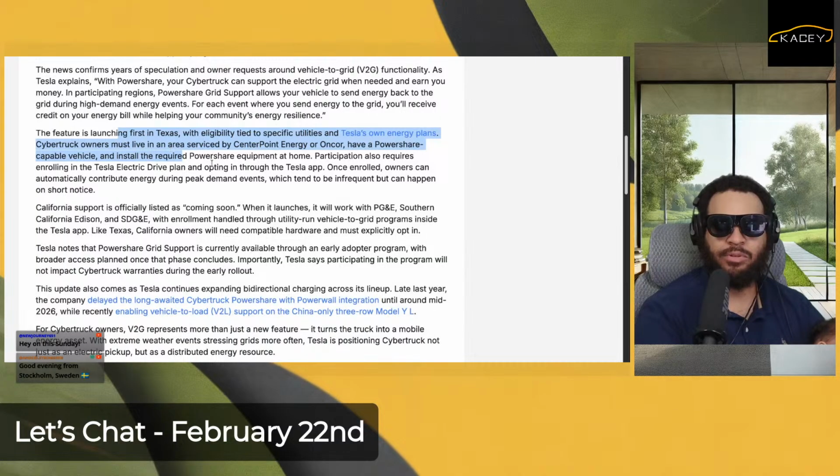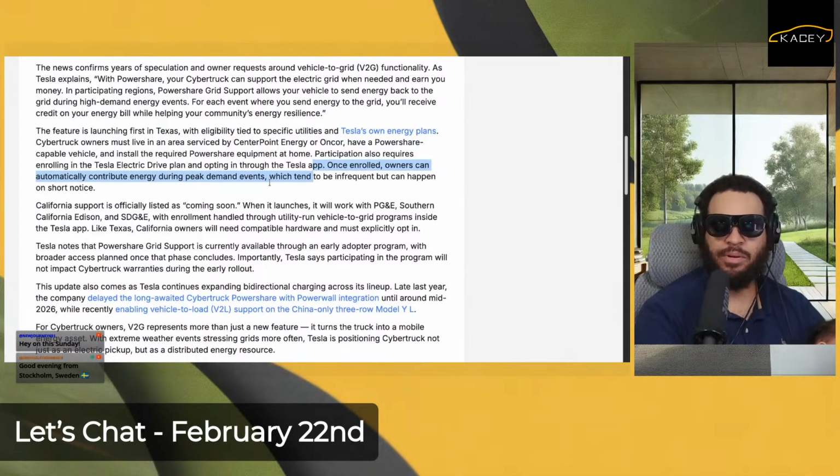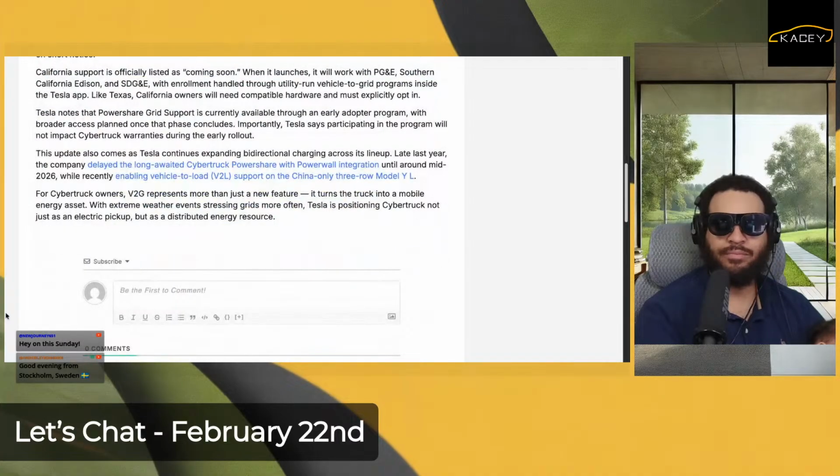Cybertruck owners must live in an area serviced by CenterPoint Energy or Encore, have a PowerShare capable vehicle, and install the required PowerShare equipment at home. Participation also requires enrolling in the Tesla Electric Drive plan and opting in through the Tesla app. Once enrolled, owners can automatically contribute energy during peak demand events, which tend to be infrequent but can happen on short notice. Get you a little something extra in your pocket there.